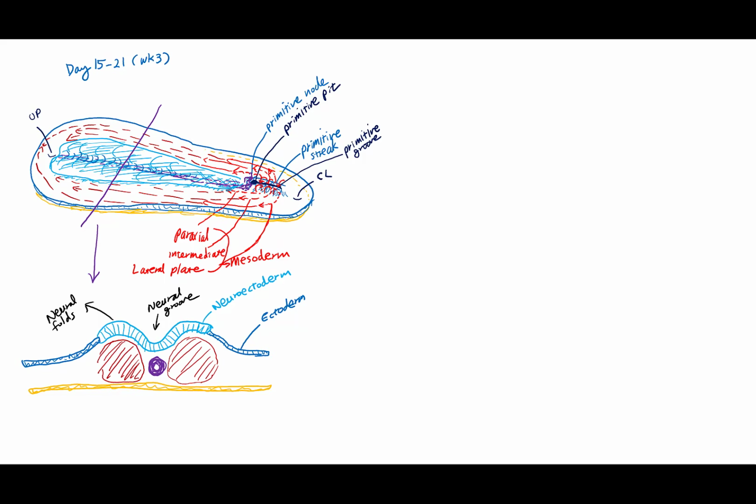paired streak of mesoderm, the paraxial mesoderm. Lateral to that, we have a pair of intermediate mesoderm. On the peripheral most zone of the tri-laminar germ disc, we have the lateral plate mesoderm.